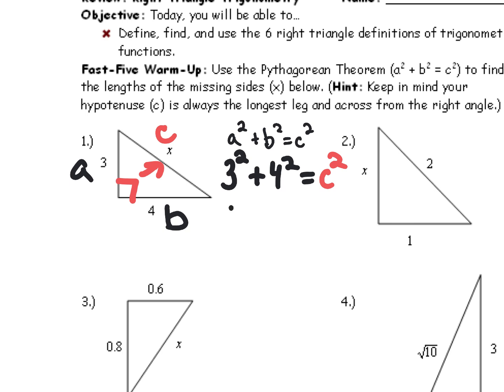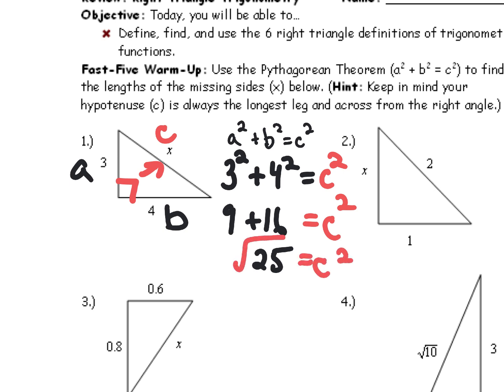Last time I checked, 3 squared is 9, and 4 squared is 16. That'll give me the value of my c squared. 9 plus 16 is 25, and that's equal to c squared. So if I wanted to find what c was, I just have to square root both sides to get rid of the squared. So we solve for c. The x value in this problem is c, and the square root of 25 is 5. So I now know my missing side is 5. So that's solving for the hypotenuse.